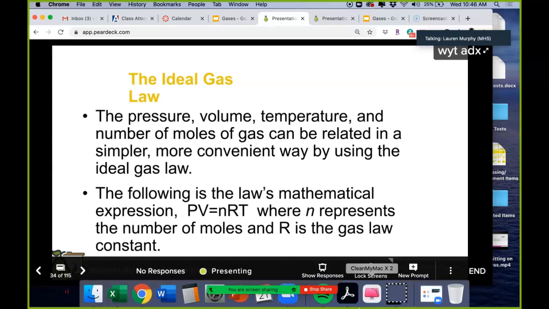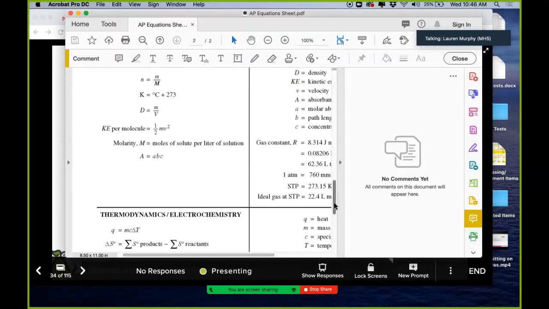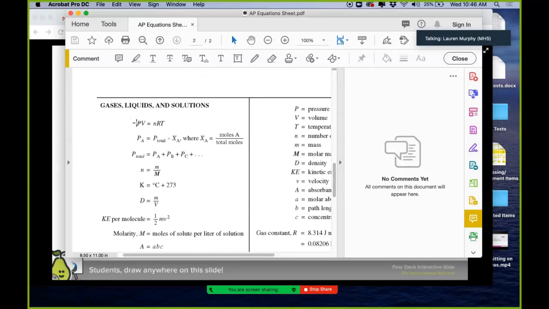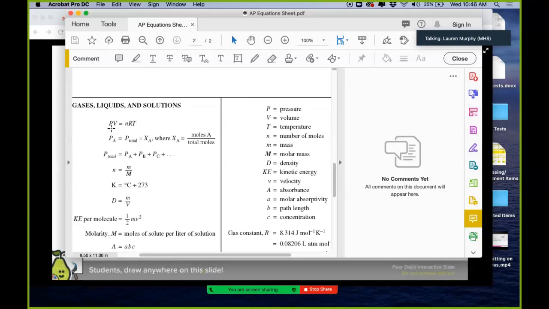If you look on your equation sheet, you will see it under your gases section. So here it is, PV equals nRT. If you forget what anything is, here's the legend to tell you. P is pressure, V is volume, n is moles, R is a constant, which I'll mention in a minute, and T is temperature in Kelvin.